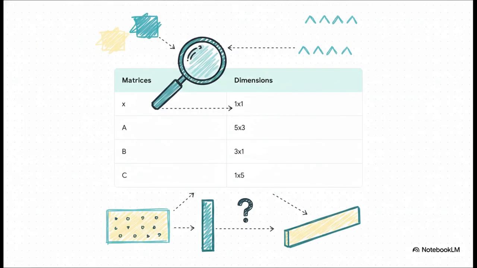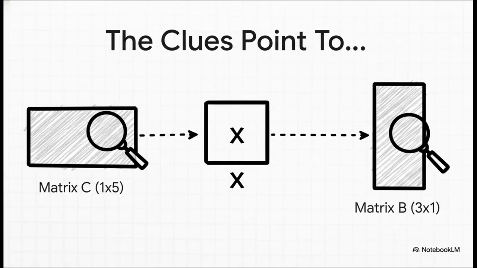Okay, here's the case file. Our target, matrix X, is a 1 by 1. Our suspects are A, a 5 by 3, B, a 3 by 1, and C, a 1 by 5. The absolute best place to start is always with the dimensions of our answer, matrix X. So, let's apply our rules. The first matrix must have one row, just like X. A quick scan of our suspects shows only one candidate, matrix C, which is a 1 by 5.